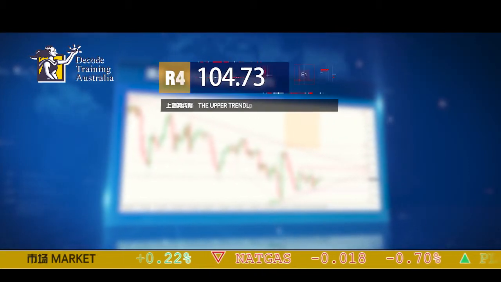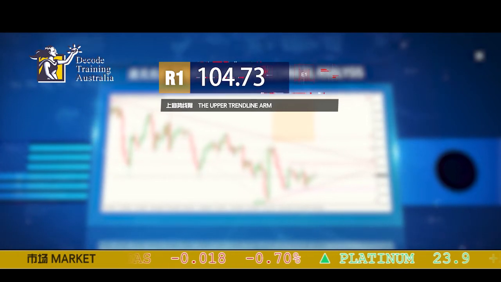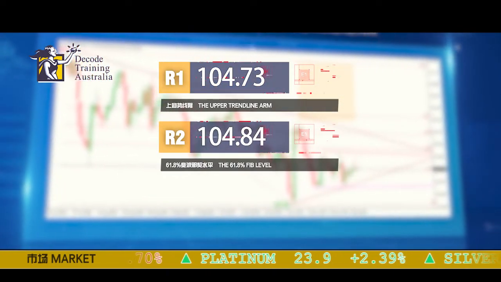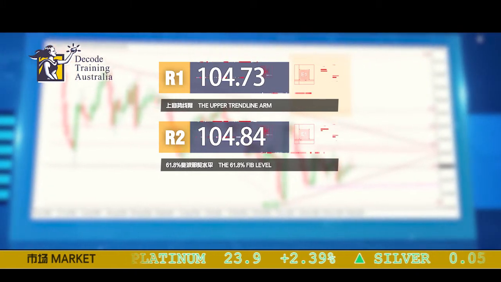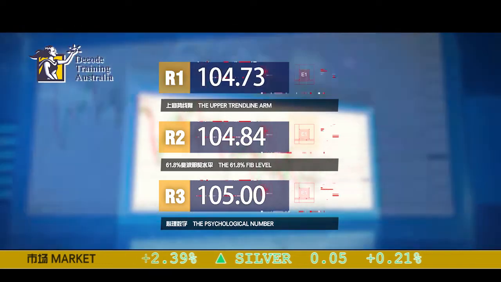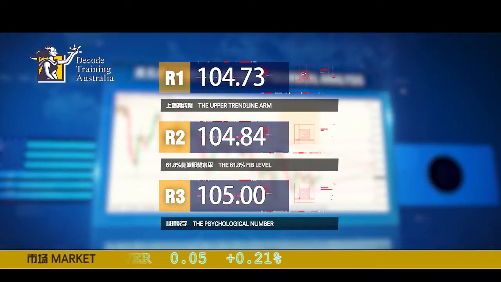The price of the US yen pair is likely to hit some critical resistance level near the listed price tags. The first resistance will be 104.73, which is the upper trend line arm, and the second resistance will be 104.84, which is the 61.8% Fibonacci level. And the last one will be 105 even, which is the psychological number.